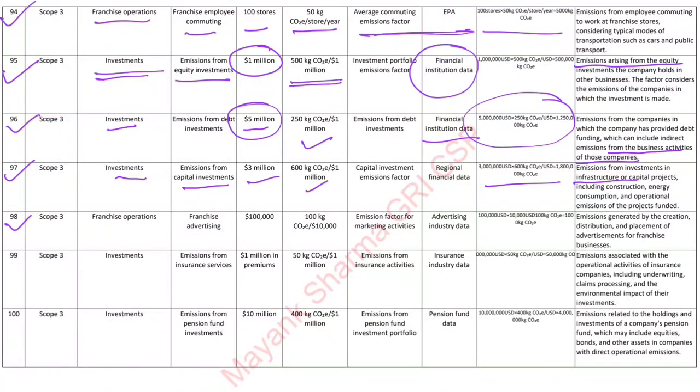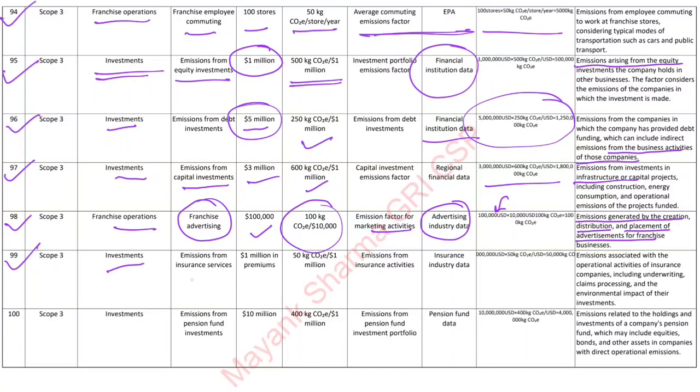Scope 3 franchise operations example, and this is for advertisement as a specific category. This is the franchise advertising investment, like $100,000, and this is the emission factor for marketing activities. What is the spend? Advertising industry data gives the emissions generated by the creation, distribution, and placement of advertising for franchise businesses. So we can see here this is the investment multiplied with the emission factor.